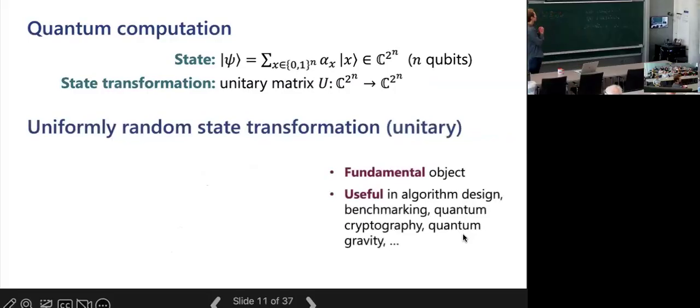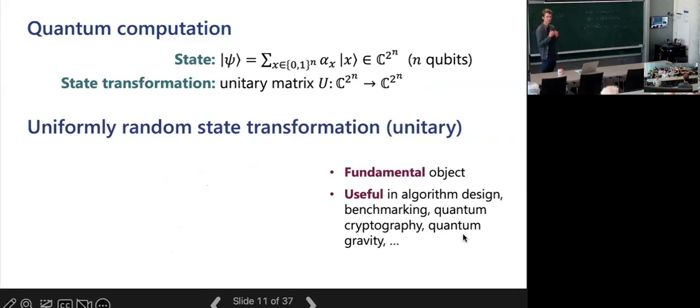Before I explain how to formalize this, let me convince you that, A, they're obviously fundamental as uniformly random state transformations, but they're also useful. In algorithm design, for example, classical shadow algorithms use random unitaries in various ways. If you want to benchmark a quantum device, you use random unitaries of various forms.